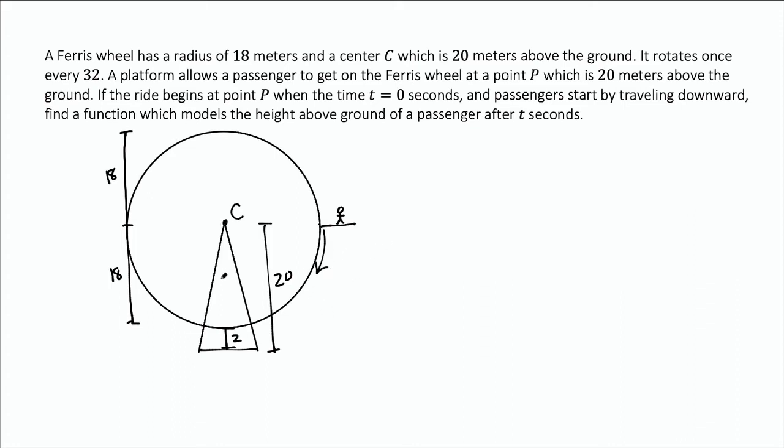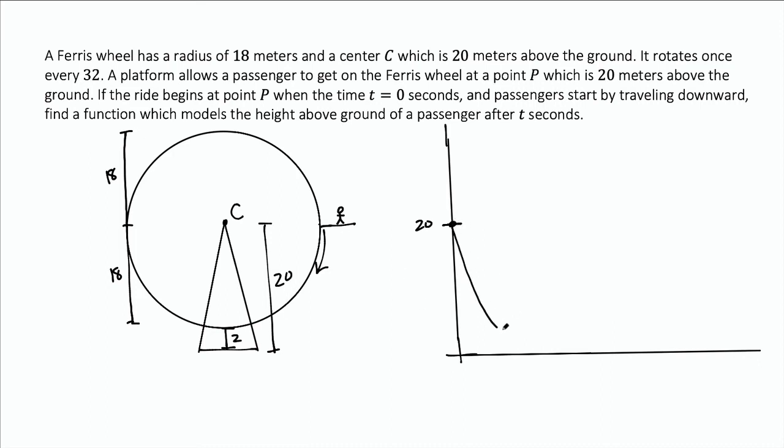We want to find a function that models the height above the ground of a passenger after t seconds. Let's go ahead and draw a little picture here, and I'm going to line it up with that so we can see it. Here's our equilibrium, and our equilibrium is up at 20. We've got our 0 down here. That's going to be our t-axis. They get on there, and they start by traveling downward, and then of course they're going to turn around and come up, and then get back to where they started.